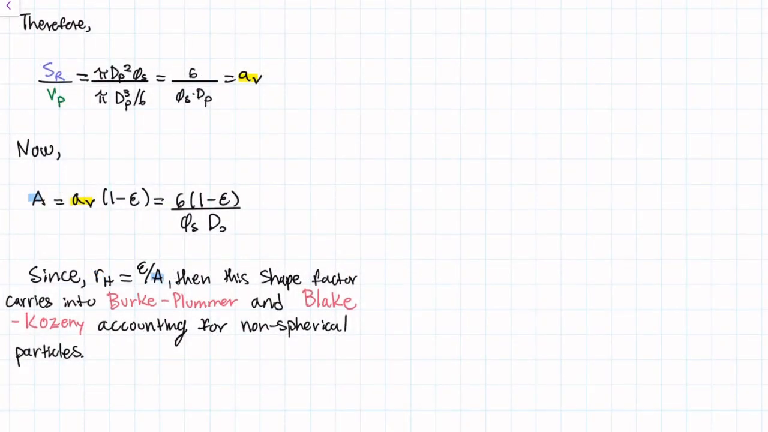Now we can redetermine the specific surface and the ratio of the total surface area to total volume in terms of this sphericity constant. And since we know the hydraulic radius is defined as the void fraction over the ratio of the total surface area to total volume, this shape factor carries into the Burke-Plummer and the Blake-Kozeny equations, accounting for the non-spherical shape of the particle inside the equation itself.